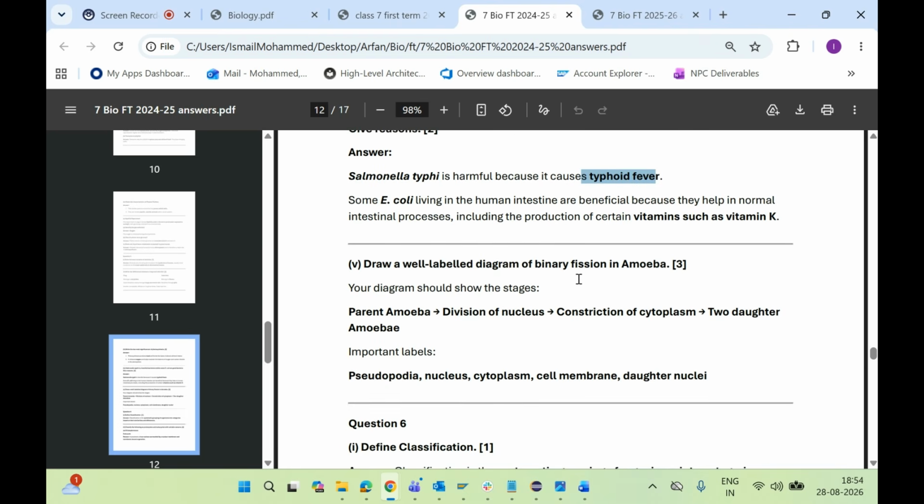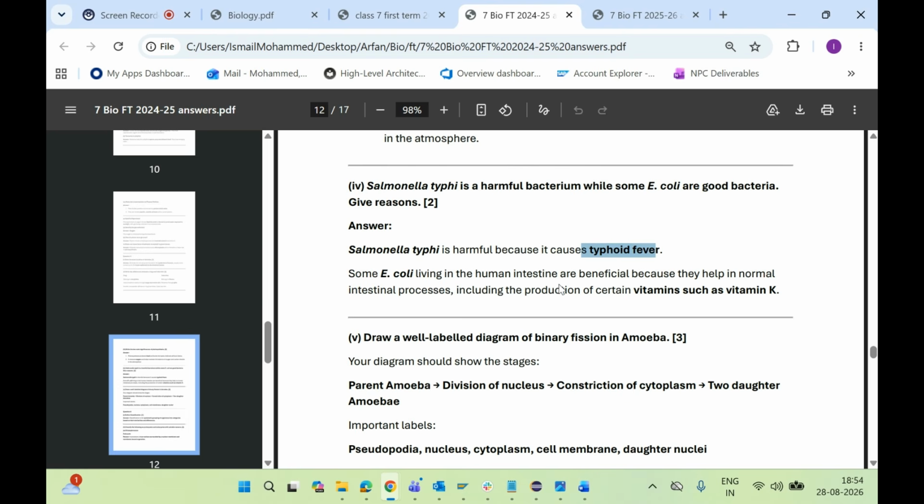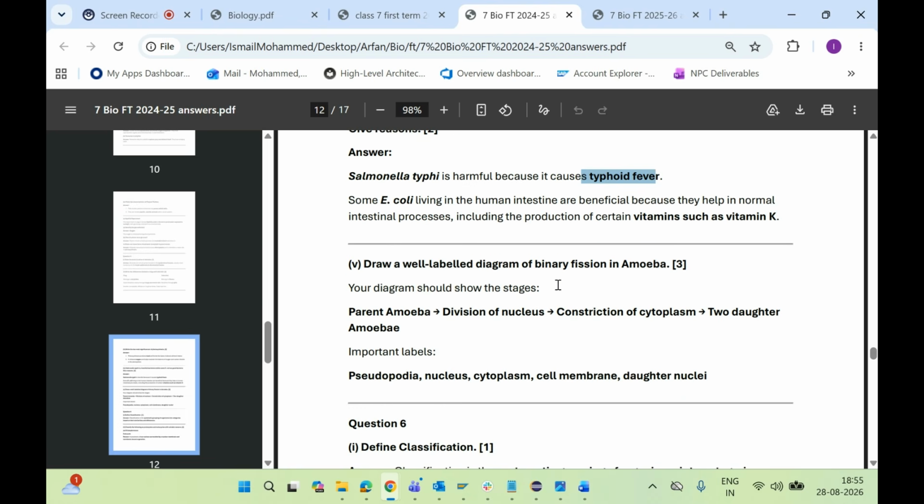Similarly, you have penicillium, which is used in making antibiotics. So many bacteria are there which are useful and some are harmful. Like yeast is useful in making bread, fermentation of beer, etc.